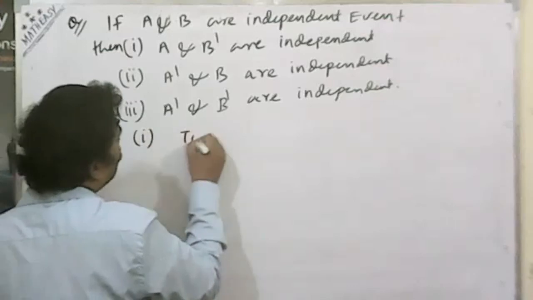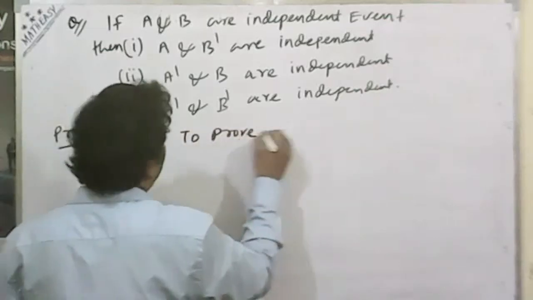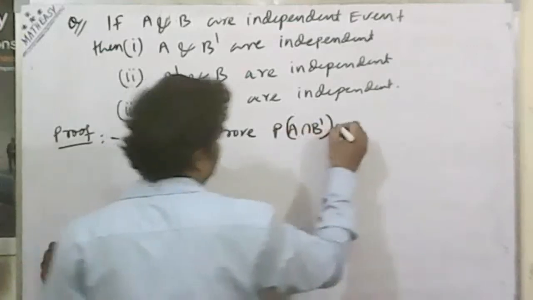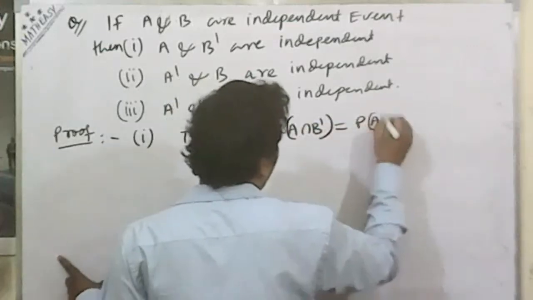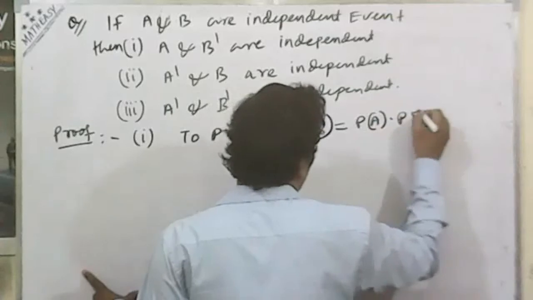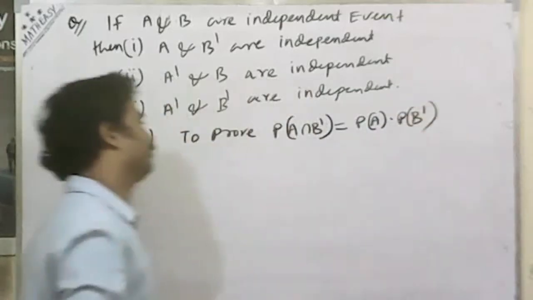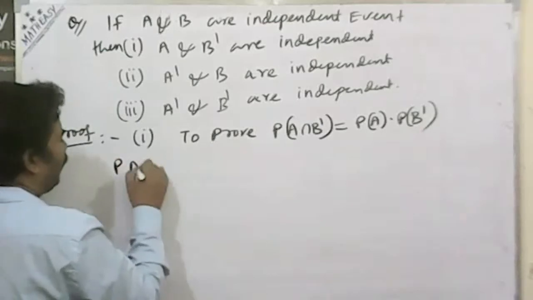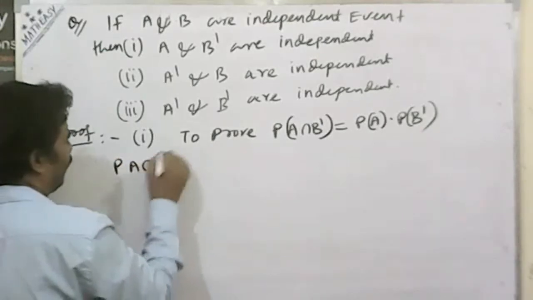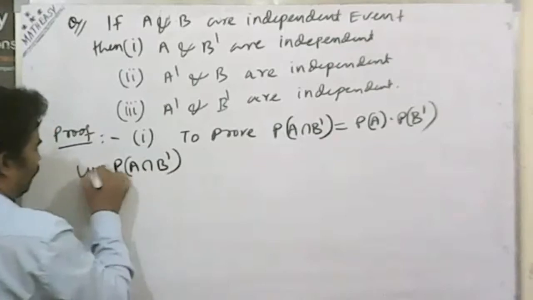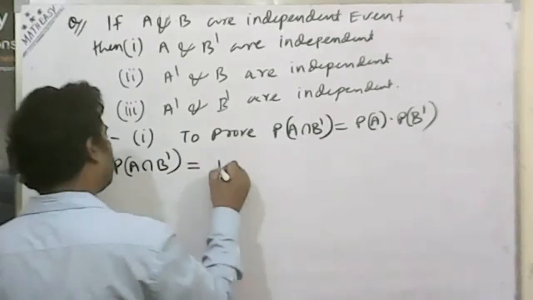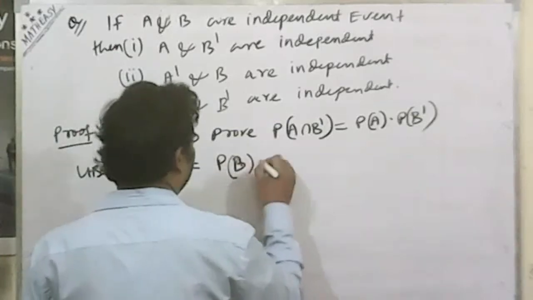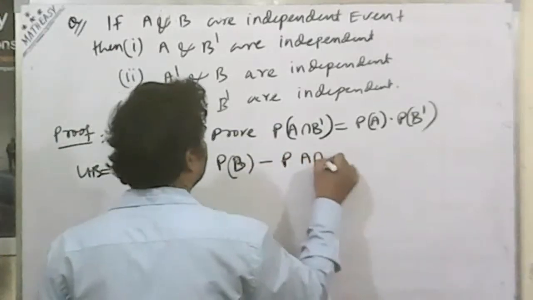Has to be. To prove: probability of A intersection B dash is equal to probability of A into probability of B dash. Now, probability of A intersection B dash is equal to probability of A minus probability of A intersection B.